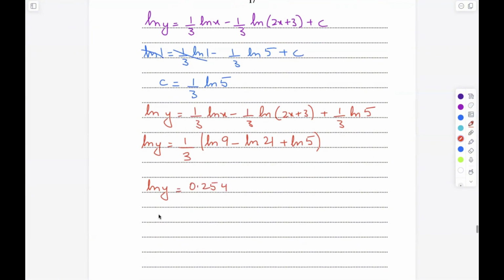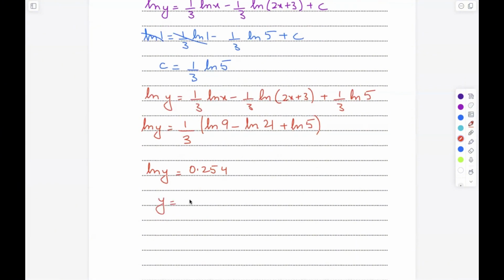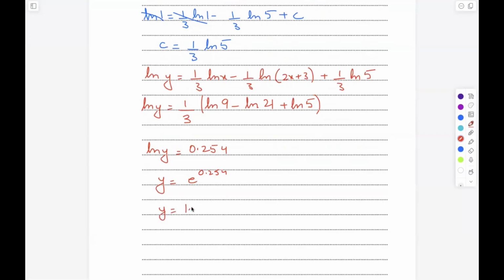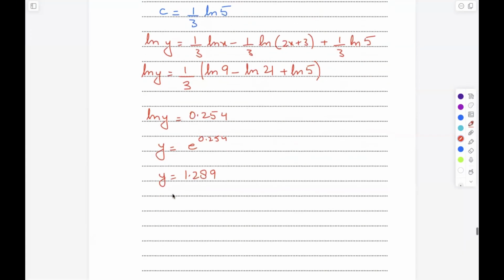And then to find the value of y, y will be equal to e to the power 0.254. Substituting this in the calculator, we'll get e to the power 0.254, which is equal to 1.289. So y will be equal to 1.289. And as we have to give our answer to three significant figures, the final answer will become y equals 1.29.